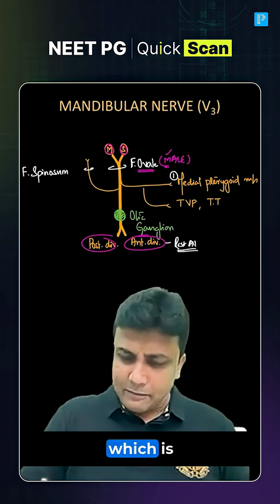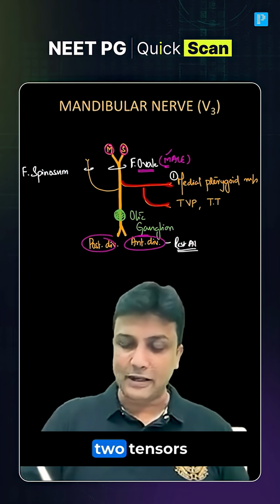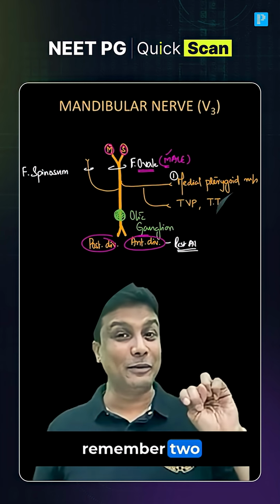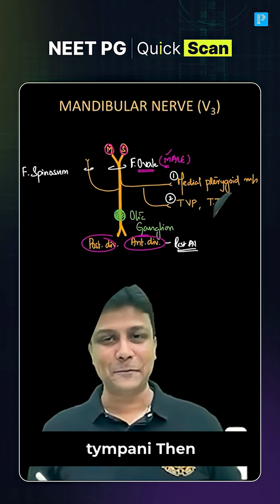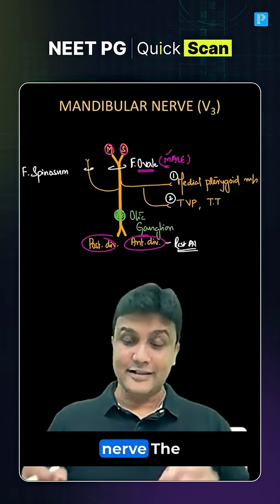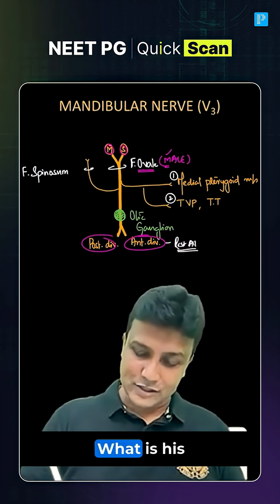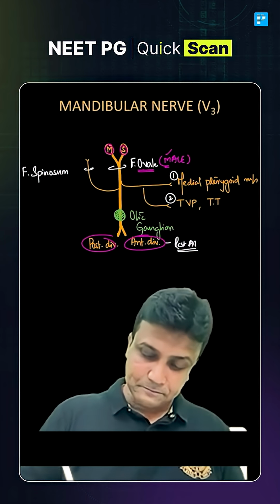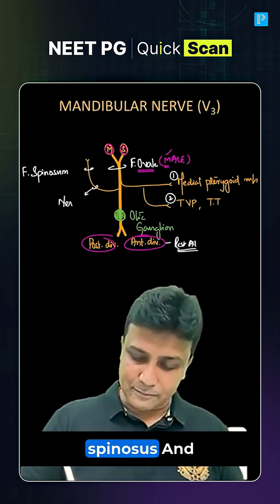Now, that same nerve which is supplying the medial pterygoid muscle is also giving a branch supplying two tensors. How are you going to remember? Two tensors. Tensor veli palatini, tensor tympani. Then third point, yes, the same trunk is giving one more branch, that is nervus spinosus. What is this nerve here, my dear friend? This is nothing but nervus spinosus.